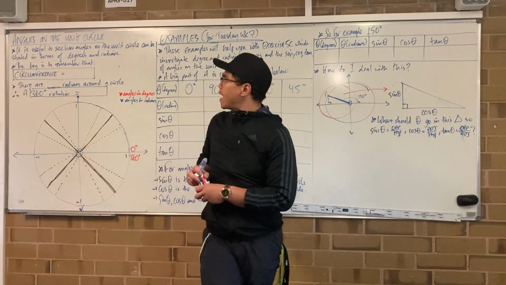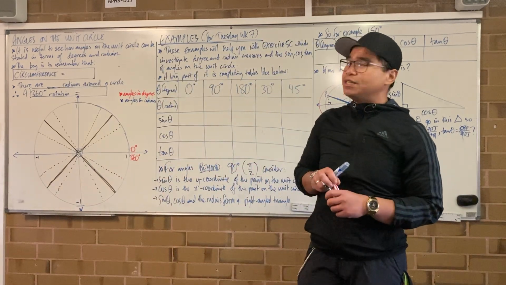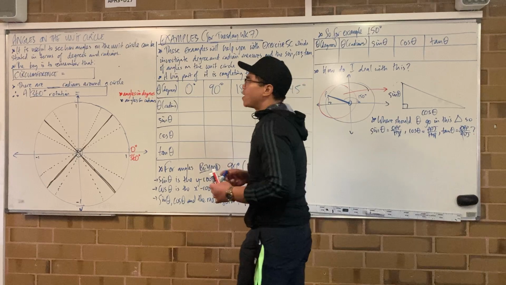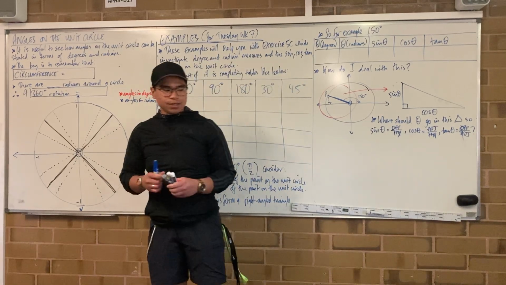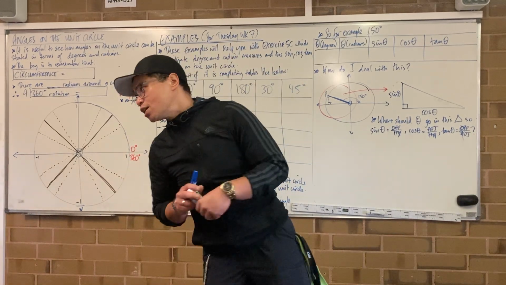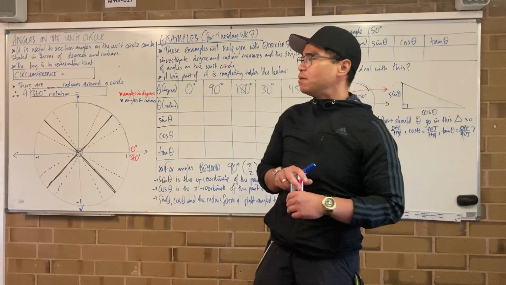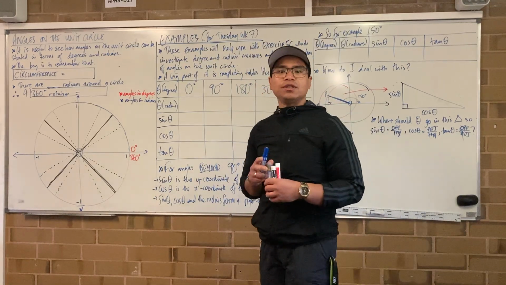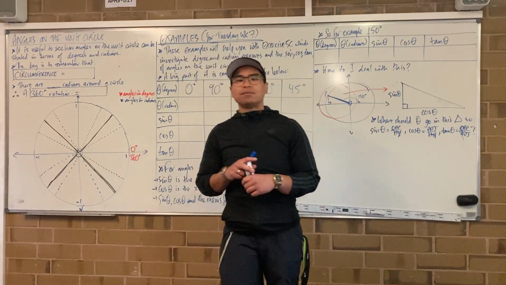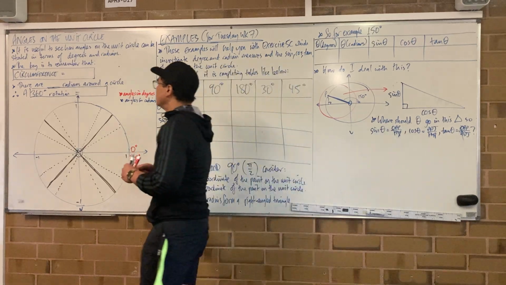It's useful to see how angles on the unit circle can be stated in terms of degrees and radians. The key to doing this is remembering what the circumference of a circle is. Can someone remind me what the formula for the circumference of a circle is? C is equal to something. Good.